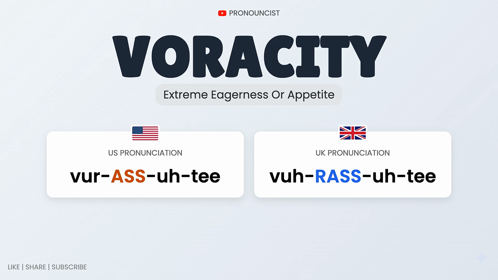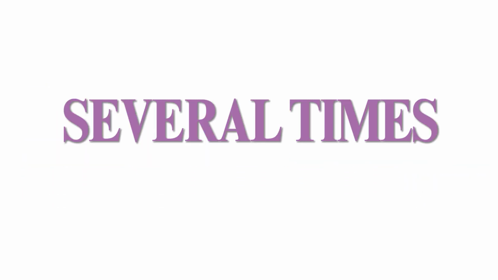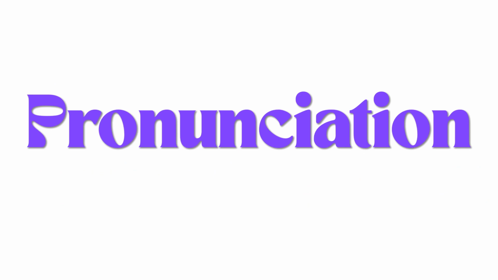U.K. stresses ras. Veracity. Veracity. Practice repeatedly and you'll soon be able to say this word perfectly. The best way to practice is to repeat the syllable multiple times. The meaning of the word is extreme eagerness or appetite. Try repeating this word several times to improve your pronunciation.